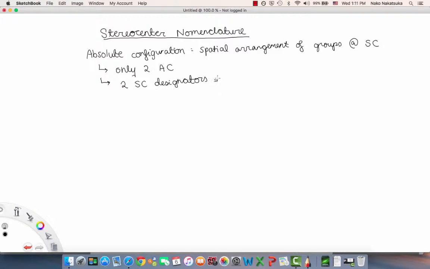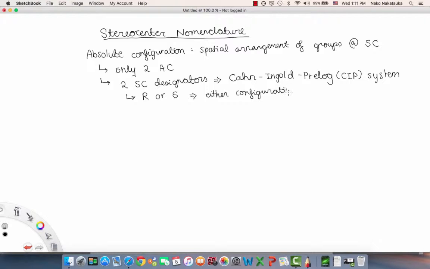And to do that, we use the Cahn-Ingold-Prelog system. This is also often abbreviated as CIP. And what this does is it assigns R or S designations to the two enantiomers. So now I'm going to show you how you actually do this nomenclature.